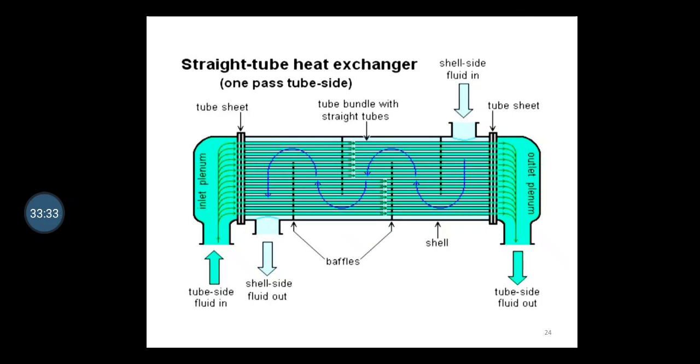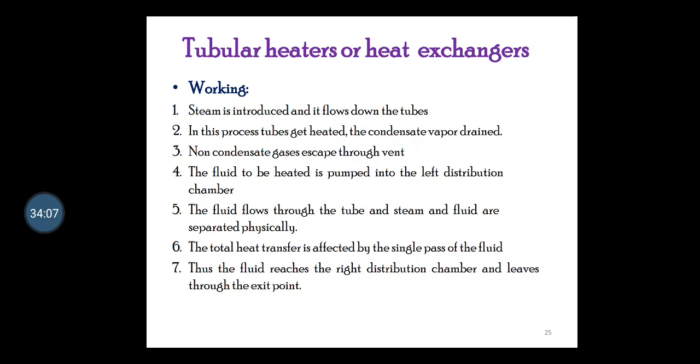Baffles are attached at the bottom as well as on the upper surface of the tube. If you can see these blue lines, that is nothing but the flow of heat. On the exact left-hand side, similarly as on the right-hand side, the tube sheet is there, then the inlet is there, and the outlet is there for the shell-side fluid. So we are going to focus on how the construction and working of this heater operate. So we'll see the working here.